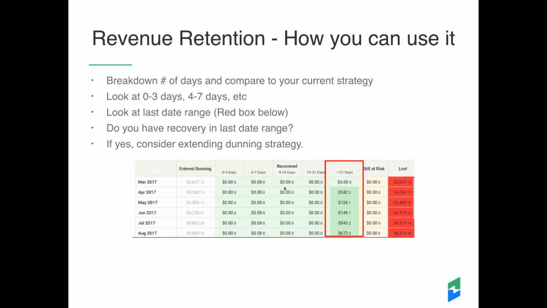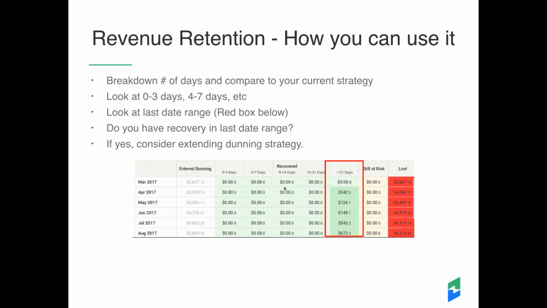So let's look at an example of how you can use revenue retention in the real world. First, you would break down the number of days and compare that to your current strategy. You likely already have a dunning strategy in place. Perhaps it's 5 days, 7 days, 14 days, etc. The next step would be to use the portion of the revenue retention report shown below in the image and look at the date ranges. So for example, you'll see 0 to 3 days, 4 to 7 days, etc.